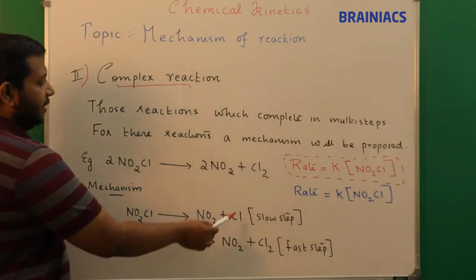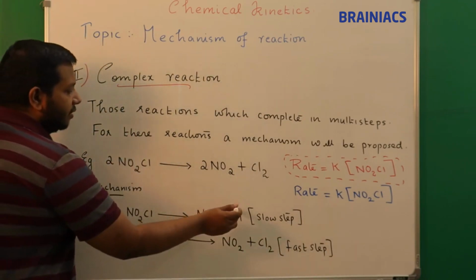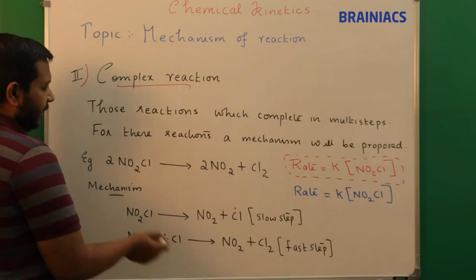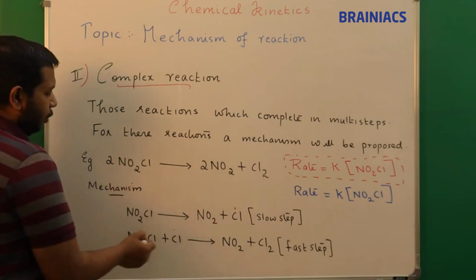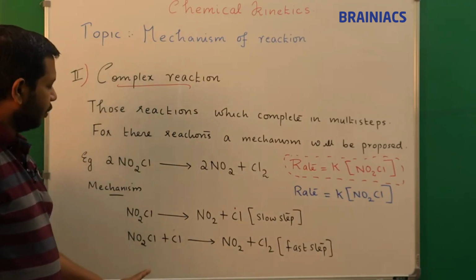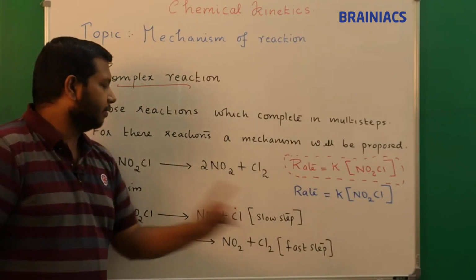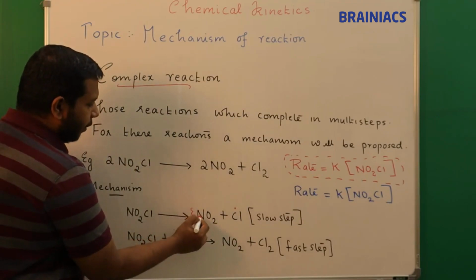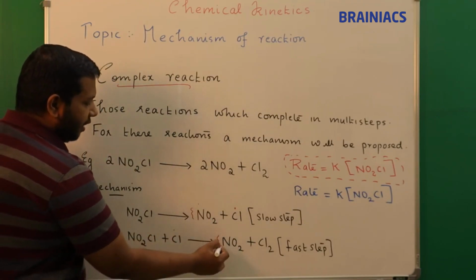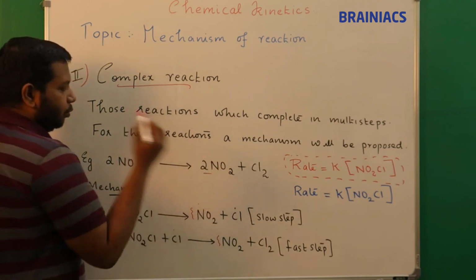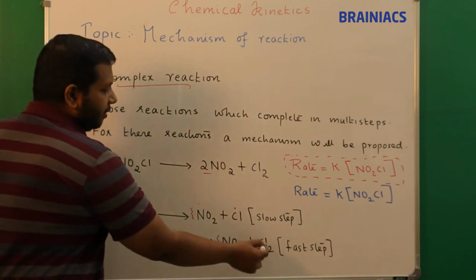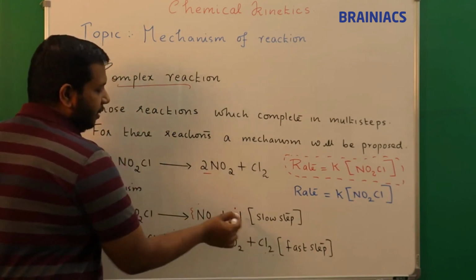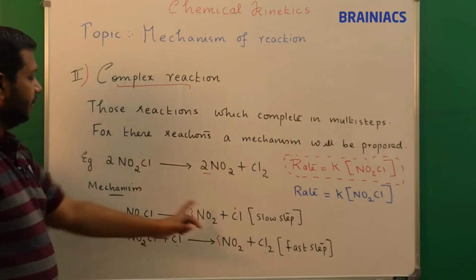From this, the Cl is a free radical, Cl dot. This Cl dot immediately reacts with another molecule of NO2Cl, undergoing splitting, forming NO2 plus Cl2. If you add these, at the end of the day there is one NO2 here and another NO2 here, so totally 2 NO2. And you can see Cl2 is formed as the final product. This Cl has already reacted. So this is the mechanism.